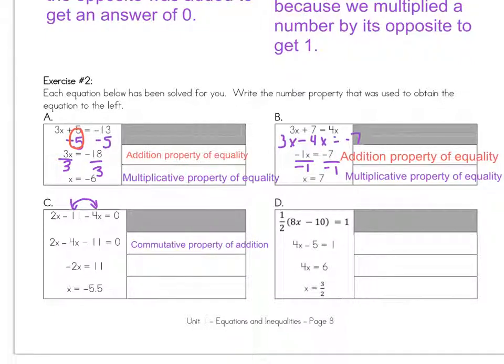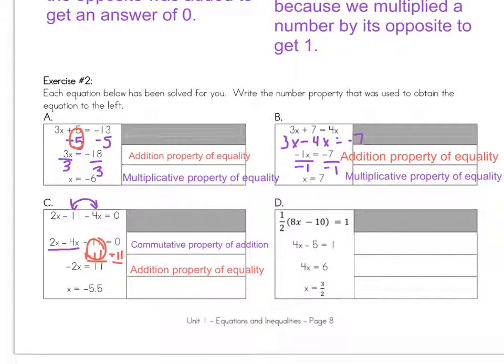Now, as we look at the next step, it appears that a couple things actually happened here. It looks like the 2x minus 4x was grouped together to become negative 2x, which we can see right down here. But then this negative 11 is not a negative 11 anymore on the left side, it's actually a positive 11 on the right side. So what this person must have done is they probably added 11 to both sides. There is the additive inverse happening, but what number property lets us add to both sides of the equation to keep it balanced? Well, you got it. We used it in A and B, the addition property of equality.